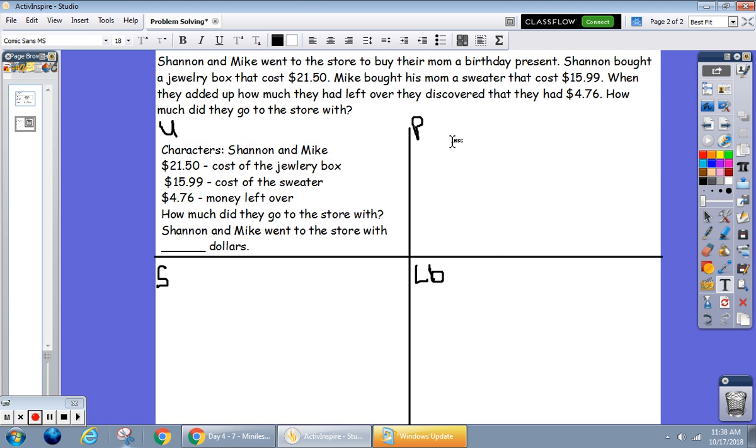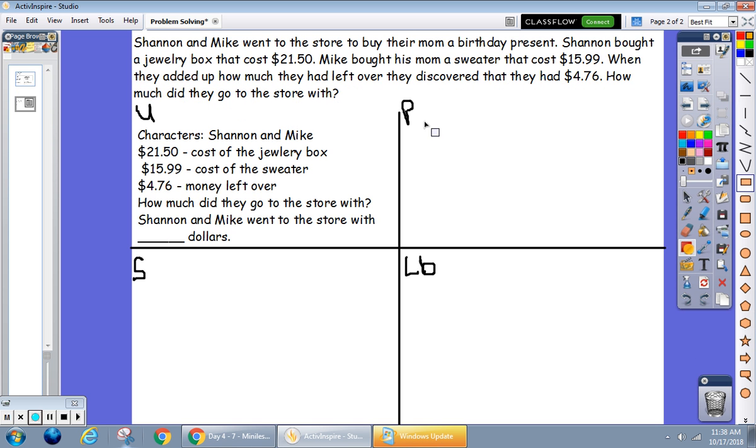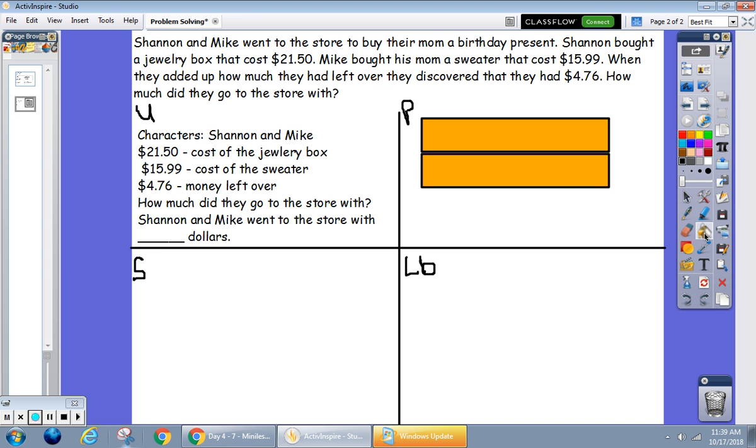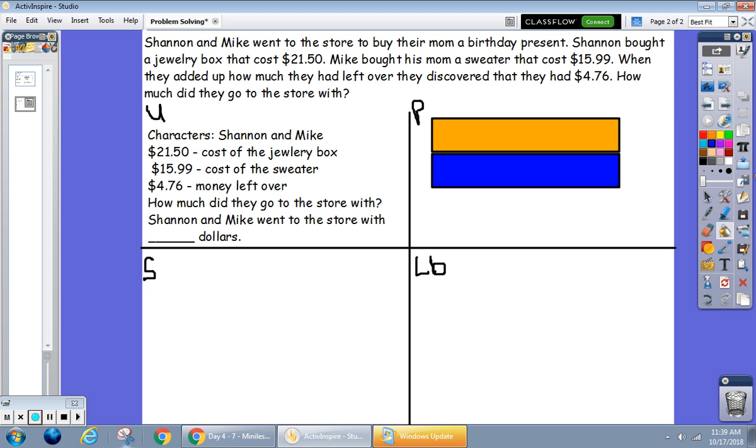All right, so let's go over to our picture, our plan section. I now have a whole. I'll just make that like that. All right, so I know that I'm going to have, what is my whole? My whole is the total amount of money that I went to the store with, but I don't know what that is yet, so I'm just going to write a question mark, and that's my answer, because that's what I'm trying to find out, how much they go to the store with.